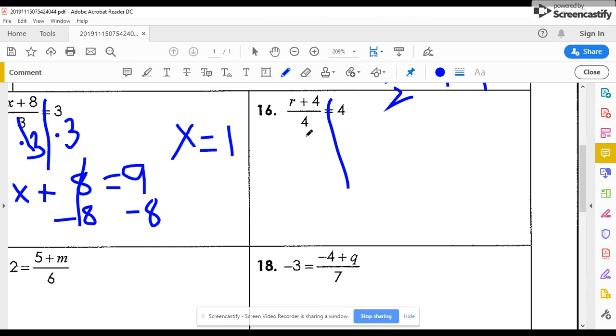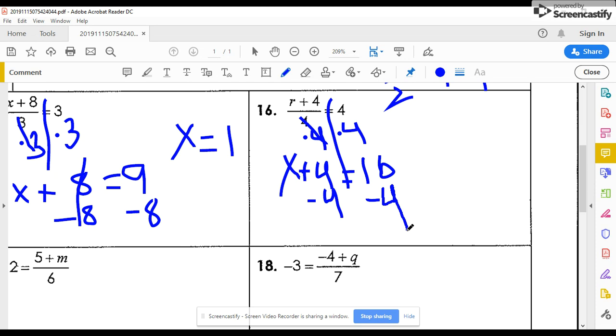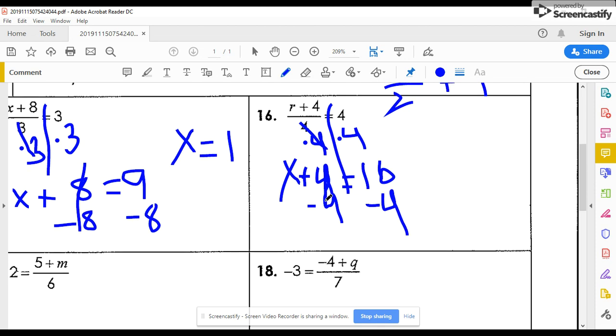So dividing by 4 is the same as timesing by 4. The 4 that this is canceling is this denominator 4. So those cancel. We're left with x plus 4 equals 4 times 4 is 16. And then the opposite of plus 4 is going to be minus 4. And 16 minus 4, those cancel. 16 minus 4 is 12.